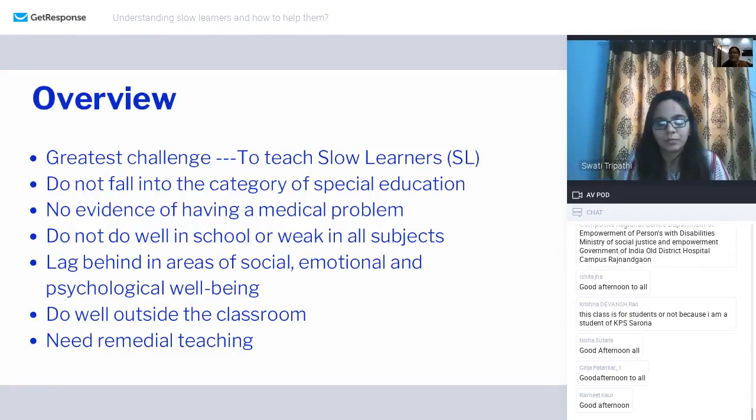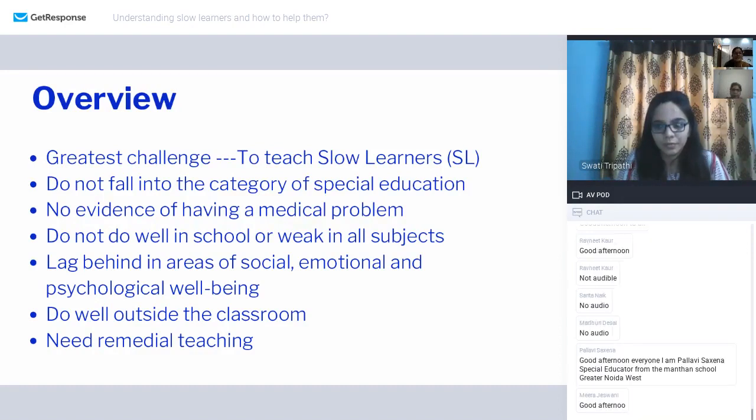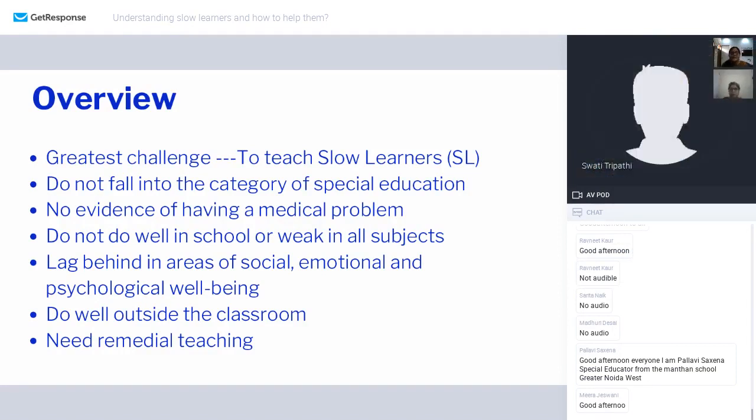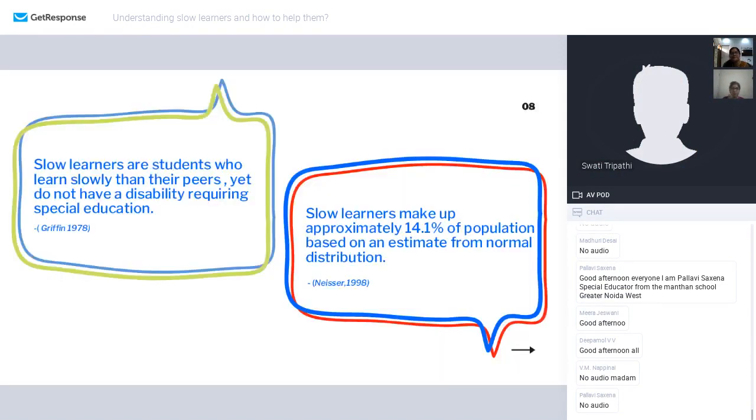The reason may be due to different rates of learning, different styles of learning, the different maturational level, and also the motivational level. So, it is a great challenge for the parents and the teachers to train or handle the children who are called slow learners. Why? Because they don't fall into the category of special education. They are not doing well in the school and weak in the subjects, and they lag behind in the areas of social, emotional, and psychological well being. But they do not have any evidence of having any medical problem.